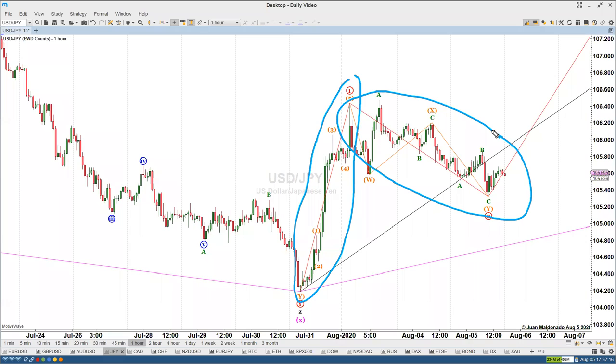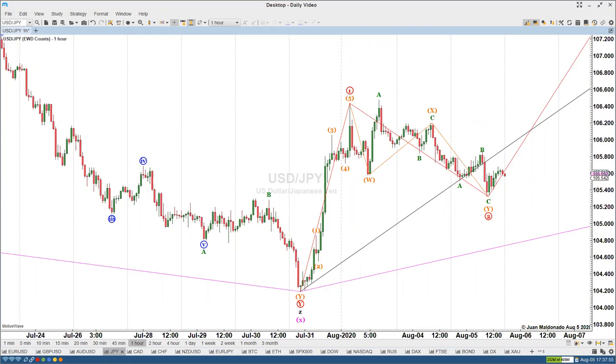Clear. Now the next question is whether the swing up is a corrective or an impulsive leg. That's the next thing we need to solve. From my point of view, it's an impulse, because the corrective wave is going to look like, let me go with this example. And don't worry, now your screen is black. This is on purpose.